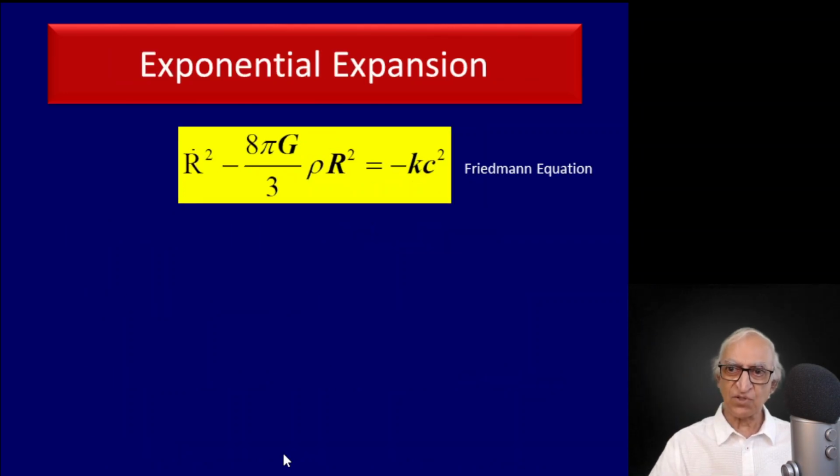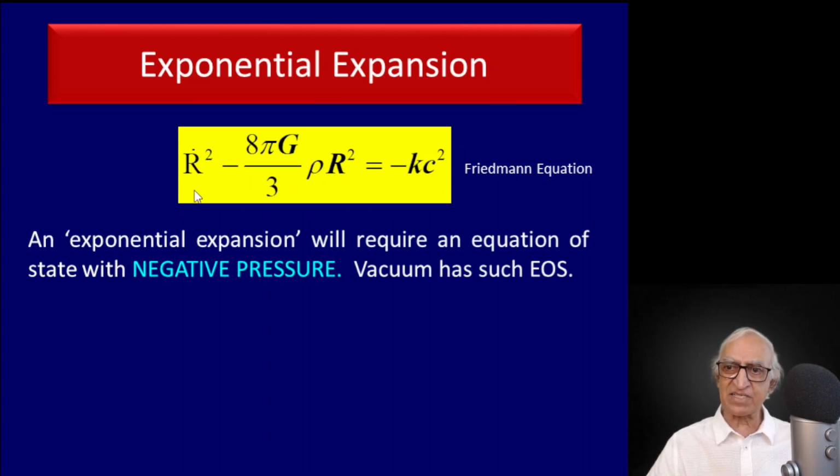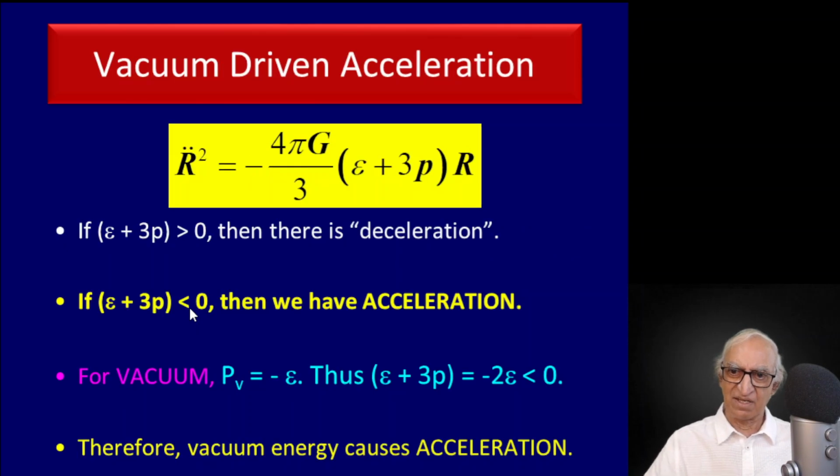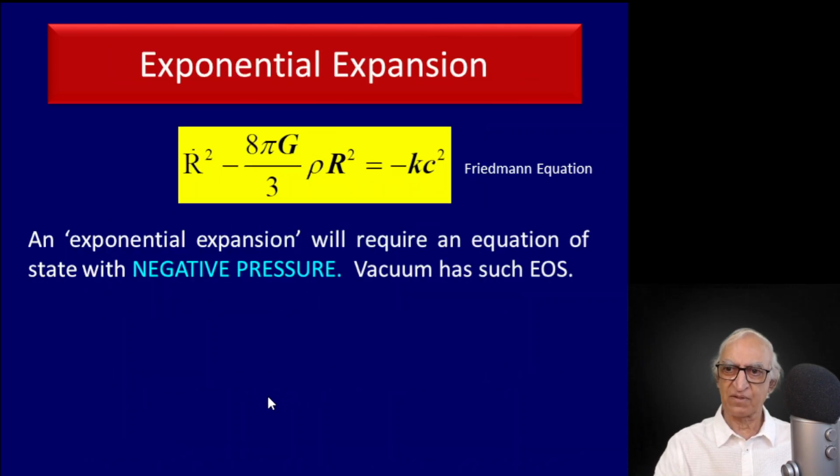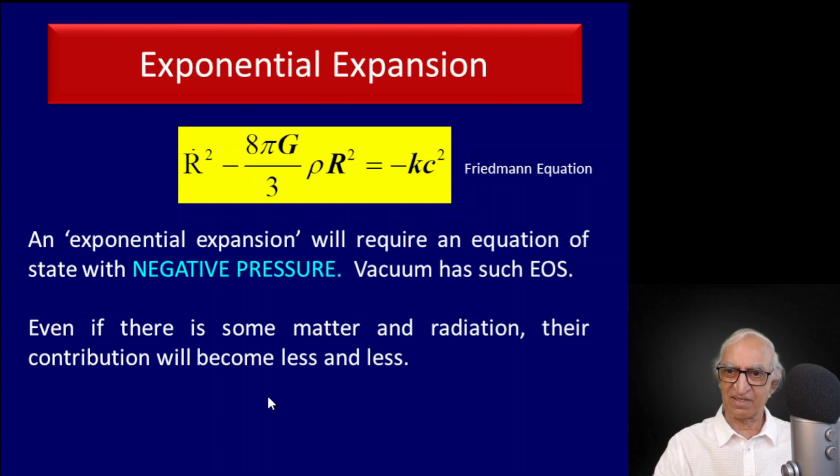So let's now go back to Friedmann's first equation. R dot squared minus 8 pi G by 3 rho R squared is minus the curvature factor k times c squared. Now, an exponential expansion will require an equation of state with negative pressure: P is minus rho c squared. Vacuum has such an equation of state, as we discussed in the lecture on the accelerating universe.